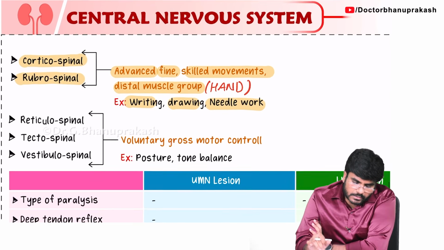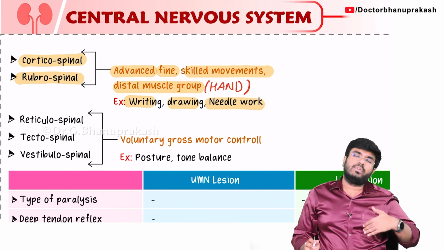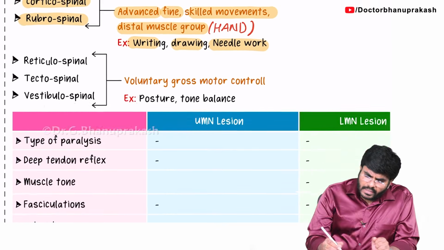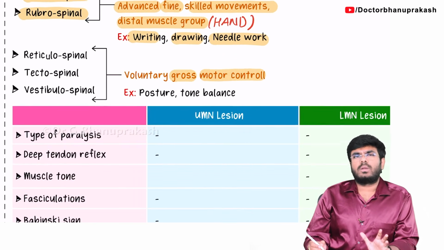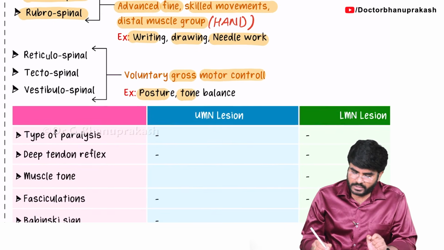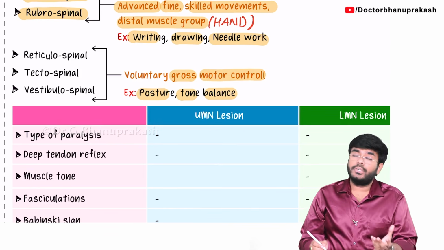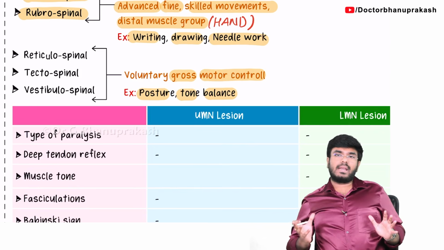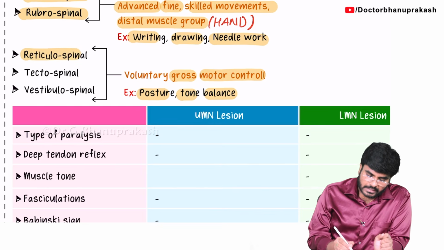So for fine movements, what type of upper motor neurons are required? We require the support of the corticospinal tracts and the rubrospinal tracts. And for gross motor movements, not the fine ones, like maintaining the posture of the body, tone in the muscles, balance, you also need muscle contraction. For maintaining the posture and the balance, these extrapyramidal tracts are helping you.